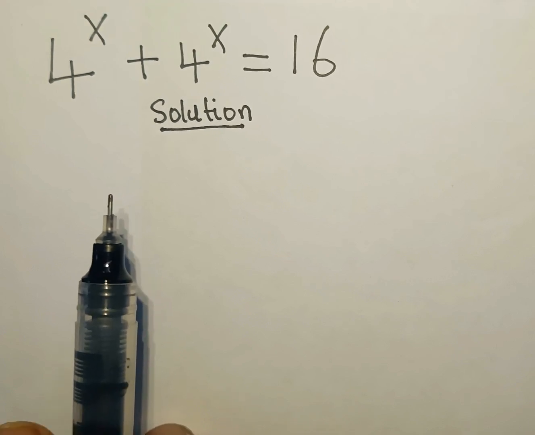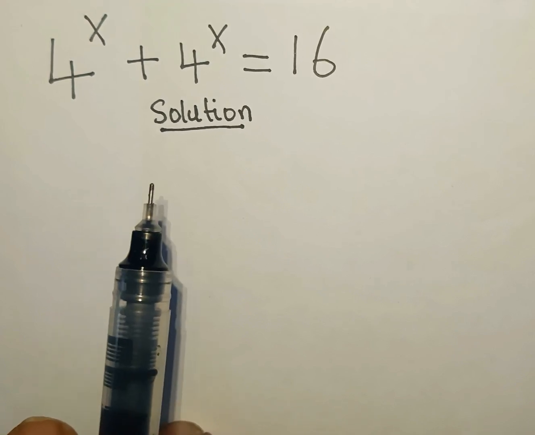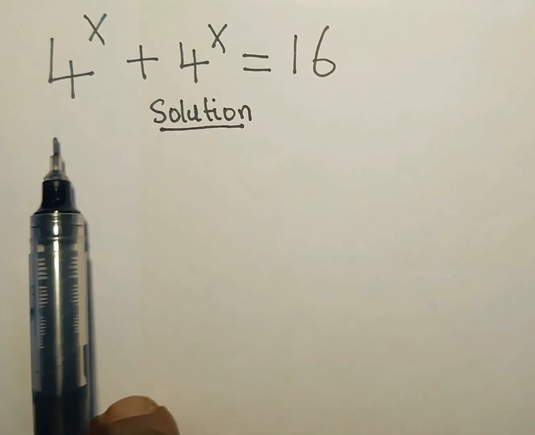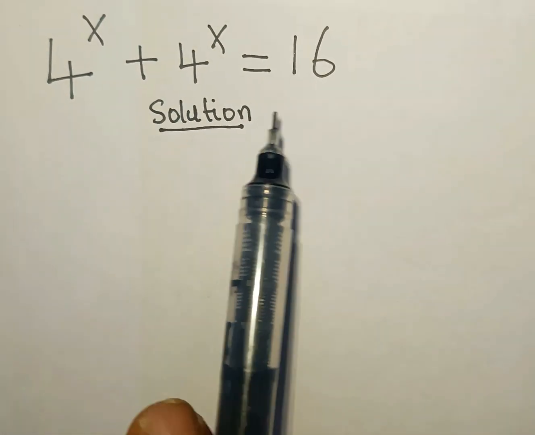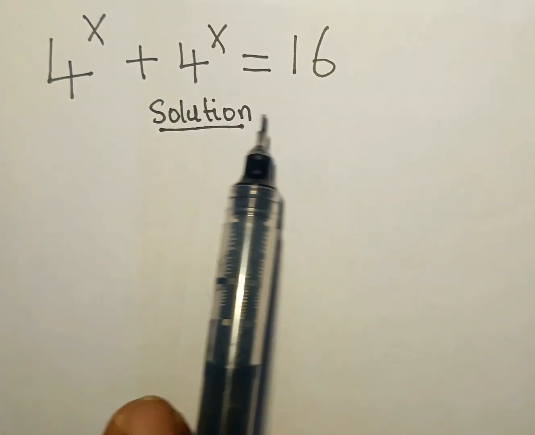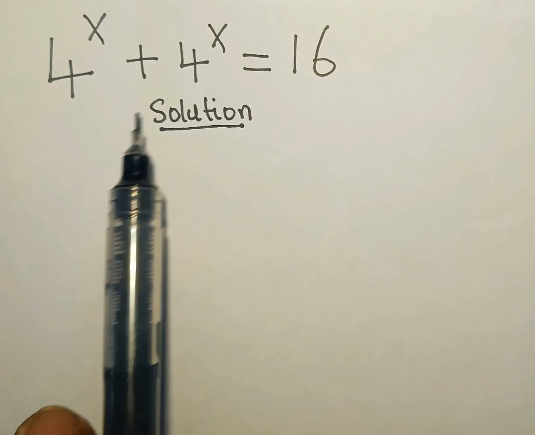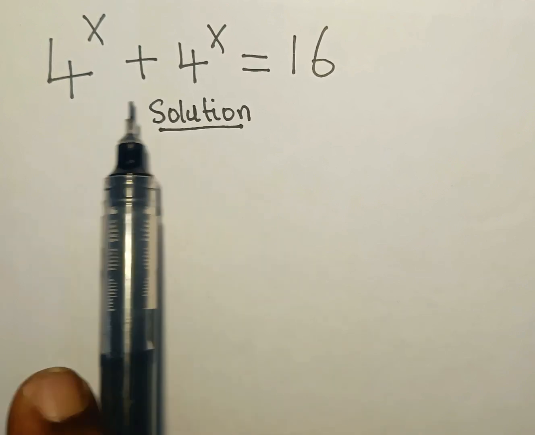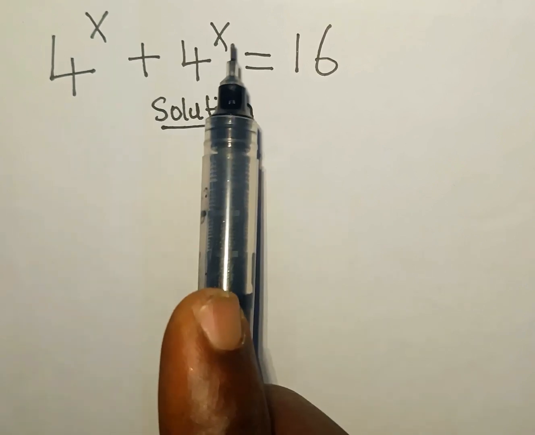We're going to solve for the value of x from this Olympiad mathematics. The given equation is 4 to power x plus 4 to power x is equal to 16. Then we are asked to solve for the value of x. If you look at the left hand side of this equation, we are adding the same thing, 4 to power x, 4 to power x.